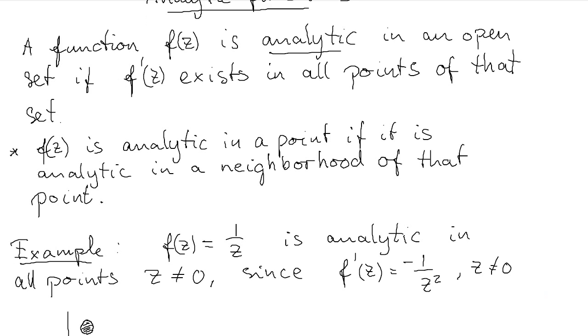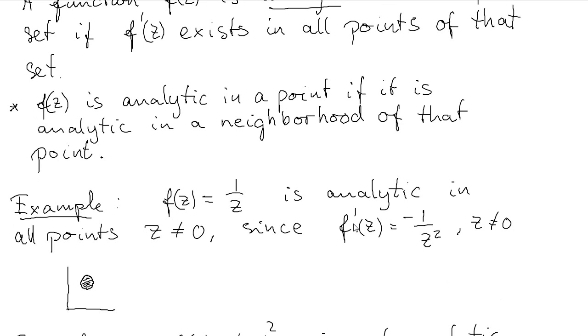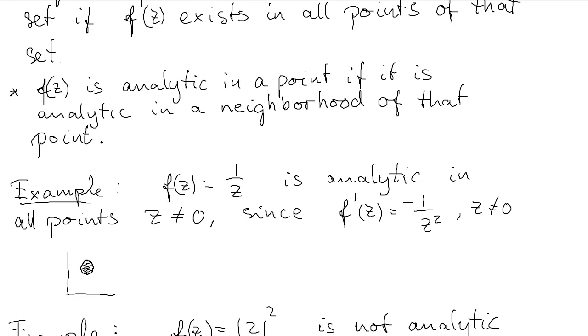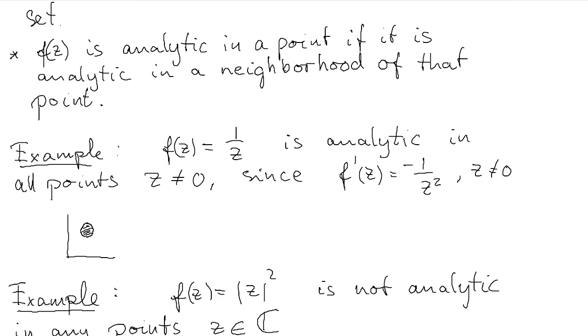The function f of z equal to 1 over z is analytic in all points z different from 0, since the derivative of f is equal to minus 1 over z square when z is different from 0. So in this case, differentiability and the fact that the function is analytic seems to be the same, or it is the same.